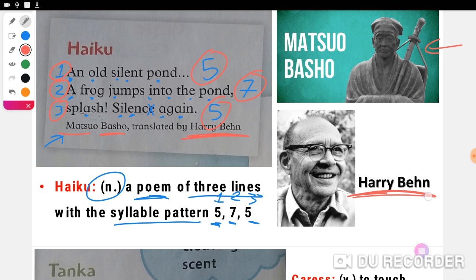So this is Harry Behn. He translated the poem from the Japanese language to the English language. Okay, let's read the poem one more time. An old silent pond. Imagine with me, and if you have colors, try to draw a picture for the poem. A frog jumps into the pond. Splash. Silence again. When the frog jumps into the pond, it makes noise because the water splashed. After that, silence again. So this poem speaks about nature.